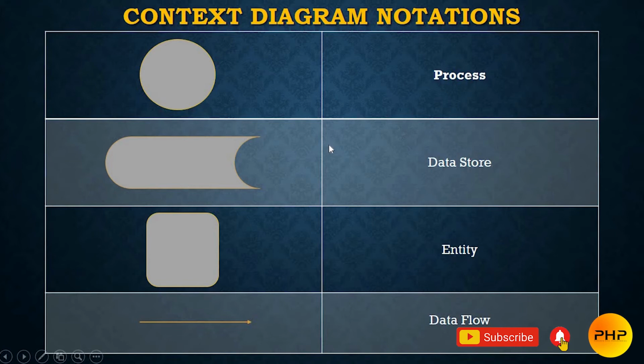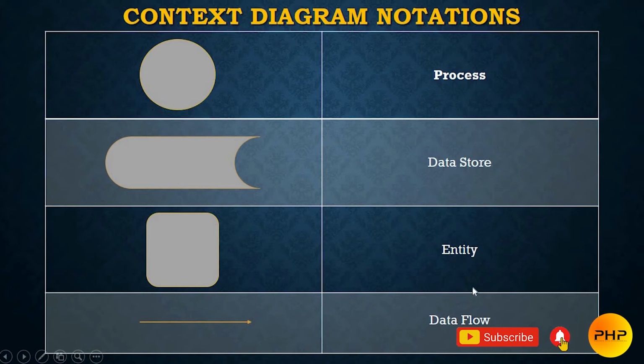When you want to draw the context diagram, these are the notations that we use. We use this circle to represent the process. This shape here represents the data store. The data store is like a database, right? Then we use this shape here to represent the entity. Then the arrow sign here represents the data flow.